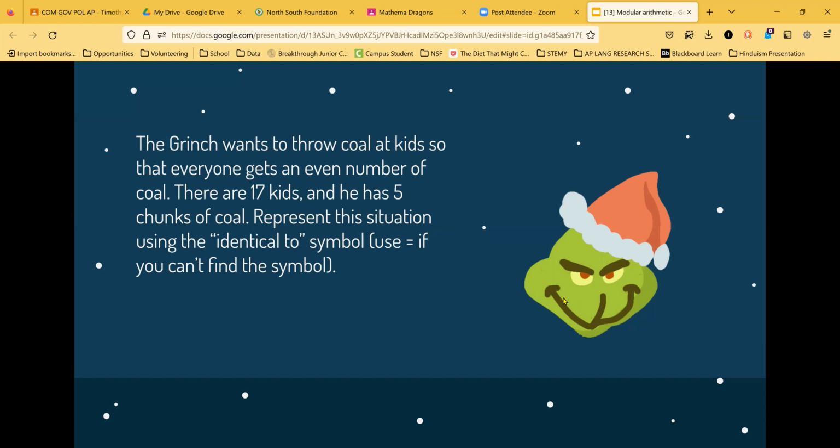That's actually not a very bad drawing of the Grinch. Yeah, the Grinch does look like an evil frog.